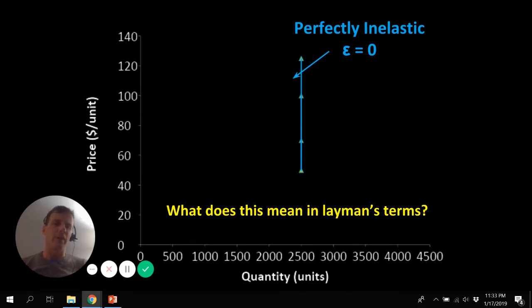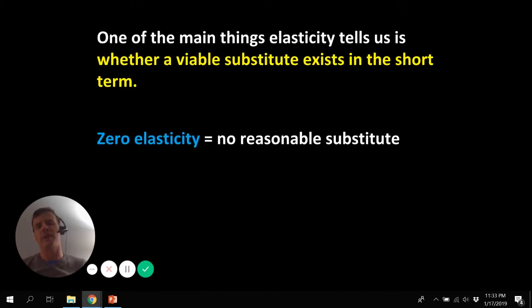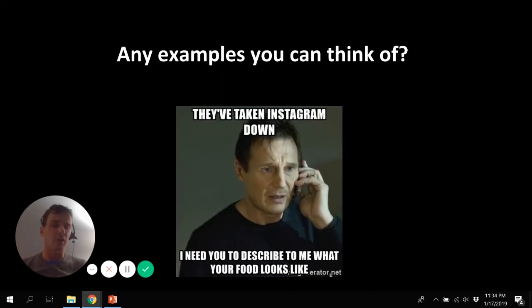So I want to highlight one particular type of demand curve here that's perfectly inelastic. We can calculate the price elasticity of demand here, and it would give us a value of 0. What this means in layman's terms is that demand is completely insensitive to price. No matter what the price is, the quantity demanded is going to be the same. One of the main things that price elasticity of demand tells us is whether a viable substitute exists in the short term. In particular, what 0 price elasticity of demand suggests is that there is no reasonable substitute.